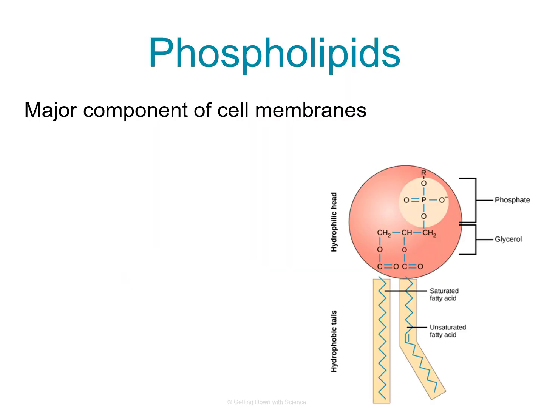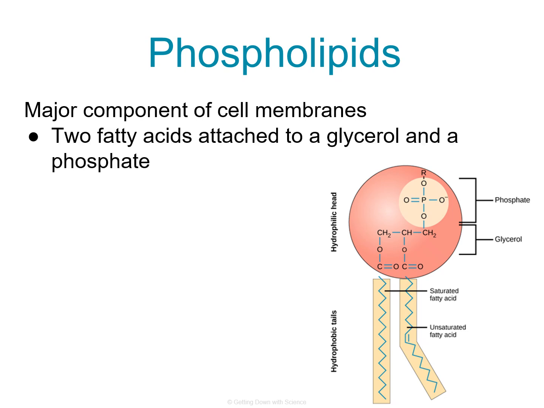So phospholipids are a major component of cell membranes. They have two fatty acids attached to a glycerol and a phosphate. So we can see the phosphate up here at the top, and then we've got our glycerol, and then we've got two fatty acids. One is saturated and the other one is unsaturated.